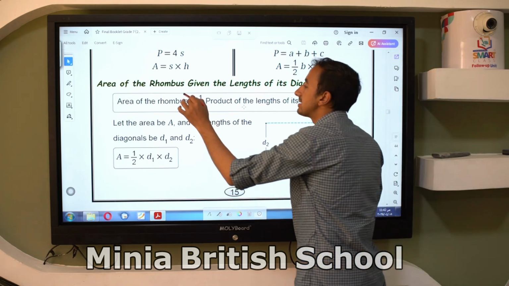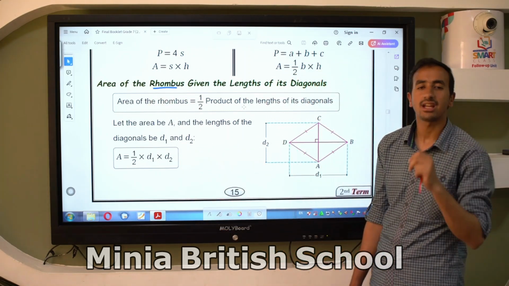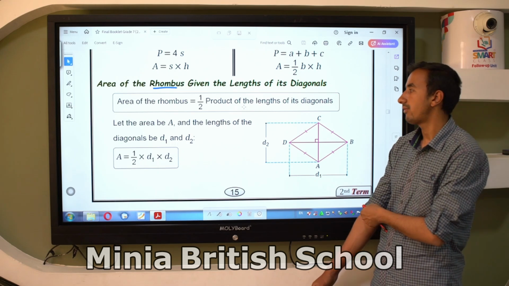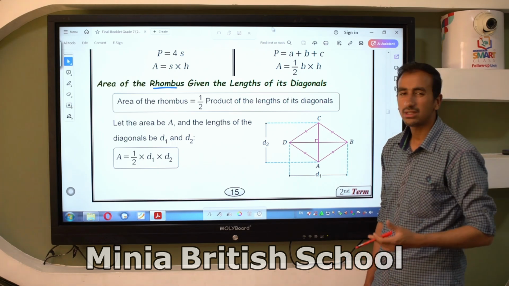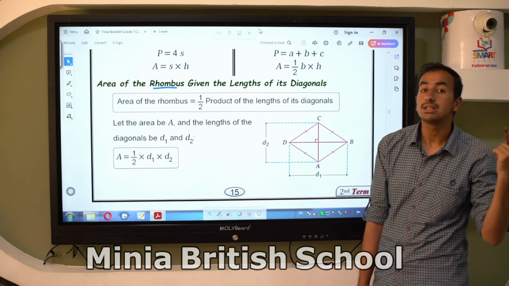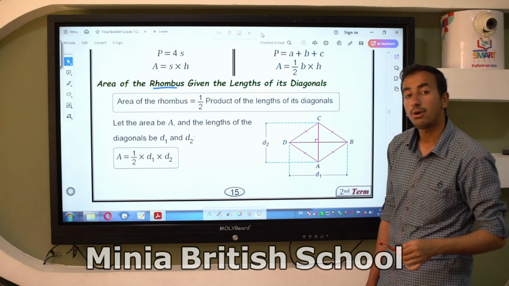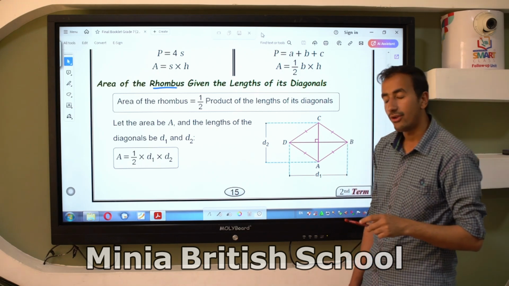Area of a rhombus or area of a square: half times the product of its diagonals. What is the meaning of diagonal? We can remember that from the first term, the diagonal is the line segment joining two non-adjacent vertices.